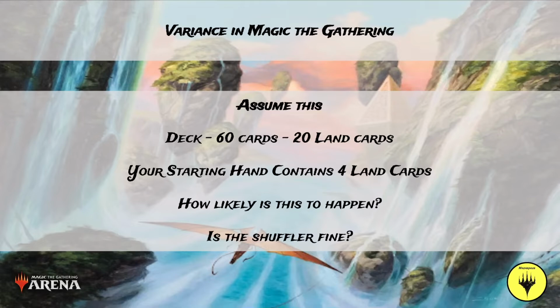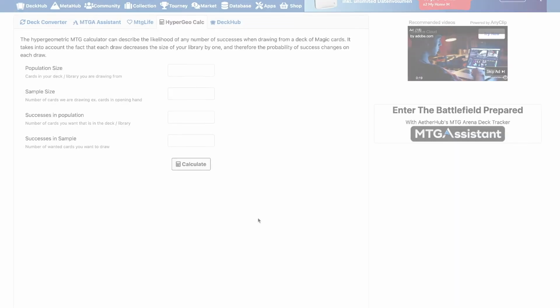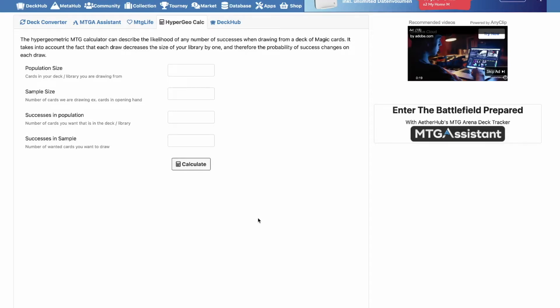All we need is what the statistician calls the hypergeometric distribution. Yeah, I know, sounds intimidating, but fortunately there are some online calculators out there, and of course I will spare you the theoretical background. If you're interested, I will put a link in the description below. So this is the hypergeometric distribution calculator from etherhub.com. I will put a link in the description below as well, so you can try it out on your own.